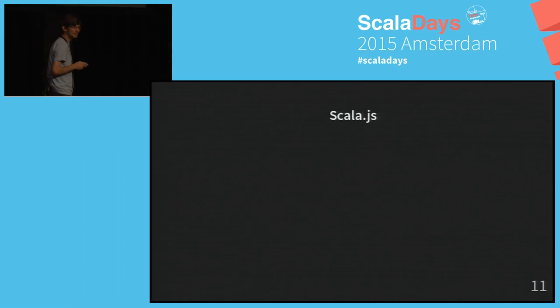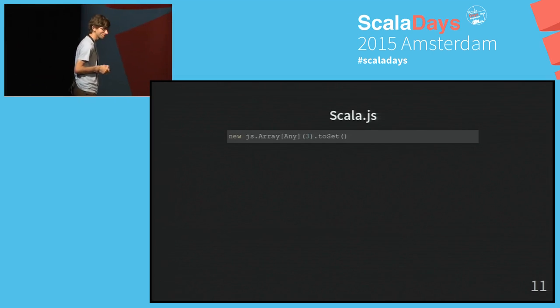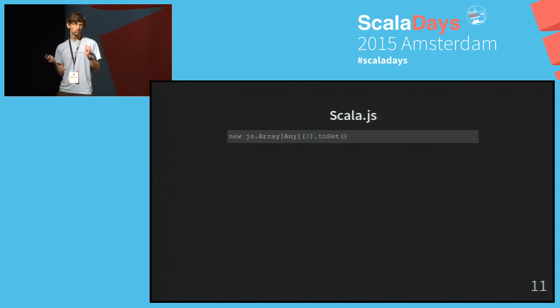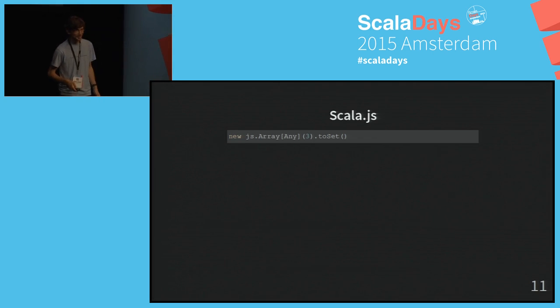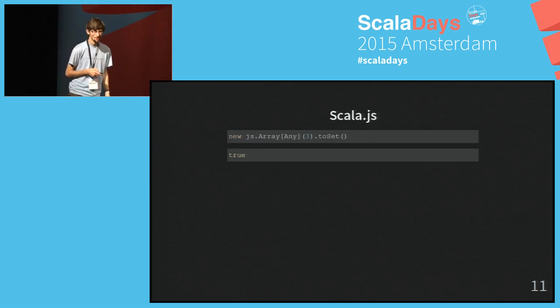Let's amend a little bit the previous example, and instead of creating a Scala array, we create a JavaScript array. So you may know that if you create a JavaScript array, it's not filled with nulls, it's filled with undefined, or to be more precise, with holes, which most of the time are interpreted as undefined. So what do you get if you run this? True.